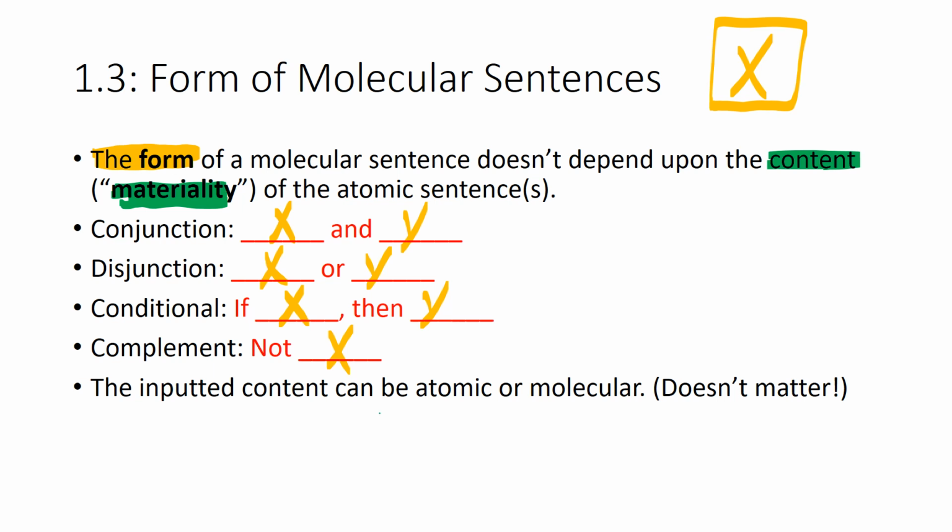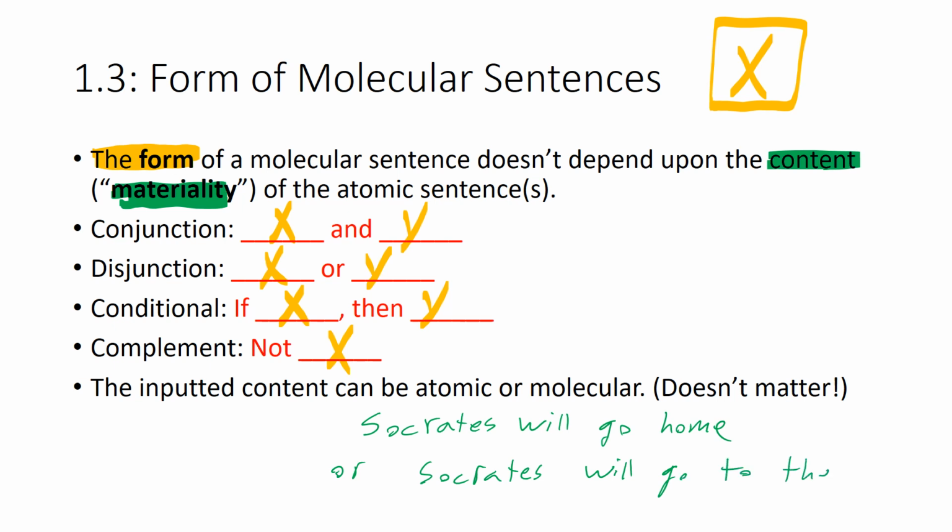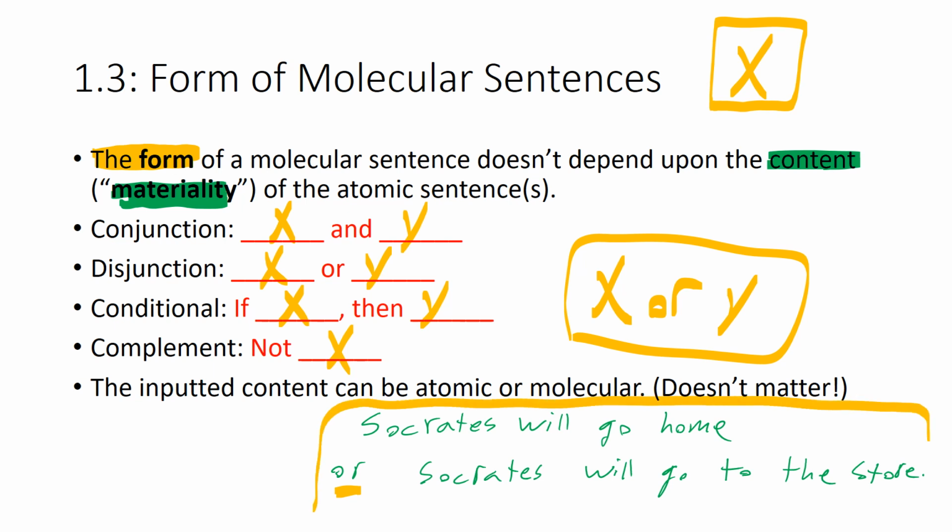Let's say we have the sentence, Socrates will go home, or Socrates will go to the store. So this is a molecular sentence. It's a disjunction because we have this or. We have a material, concrete example. It has content. Socrates will go home, or Socrates will go to the store. And just using our common sense and our understanding of the English language, we can understand what this sentence is saying. It's a disjunction. If we think about it in the abstract, we can say, hey, that's just X or Y in the formal sense. So X or Y is the form of this particular concrete material example, Socrates will go home, or Socrates will go to the store.